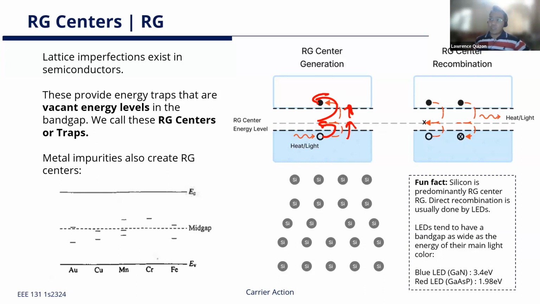And this is actually predominantly happening in silicon. We don't usually have direct generation and direct recombination in silicon. In silicon, we usually have RG centers. So this here is also an RG center. In RG center recombination, the electron falls into an intermediate energy state caused by RG centers and then into a hole, where it then combines. So that's it.